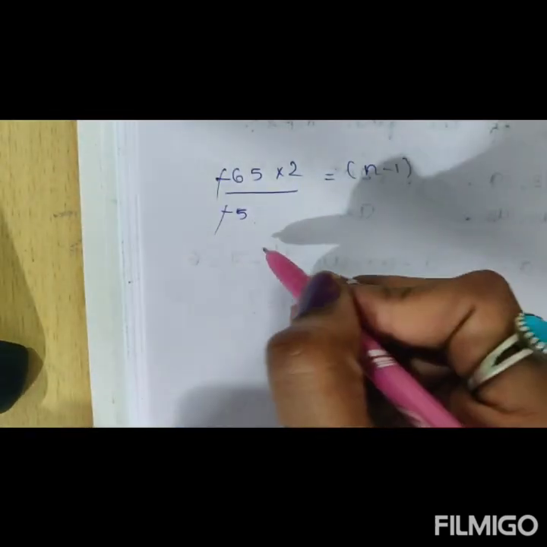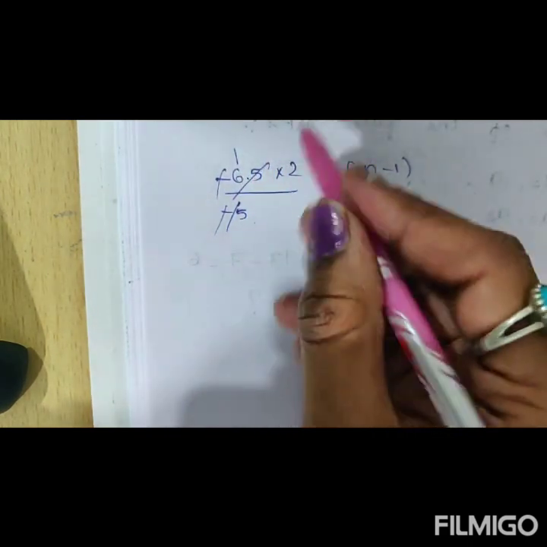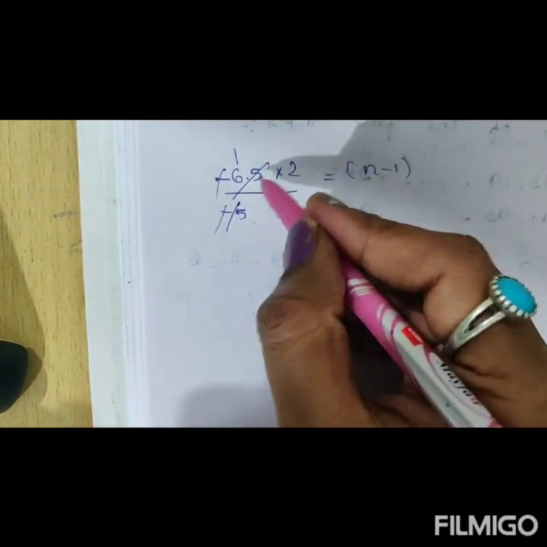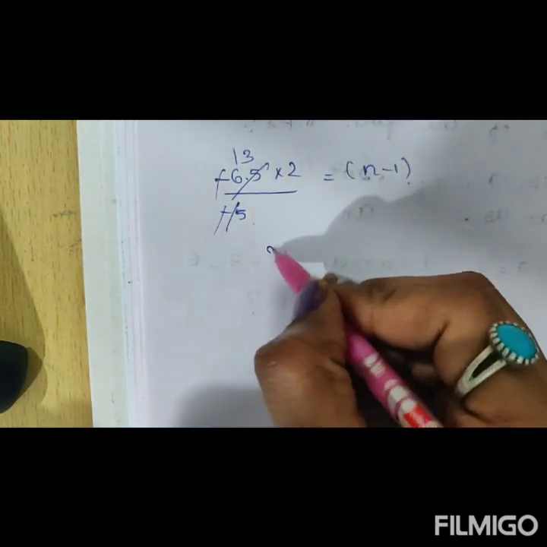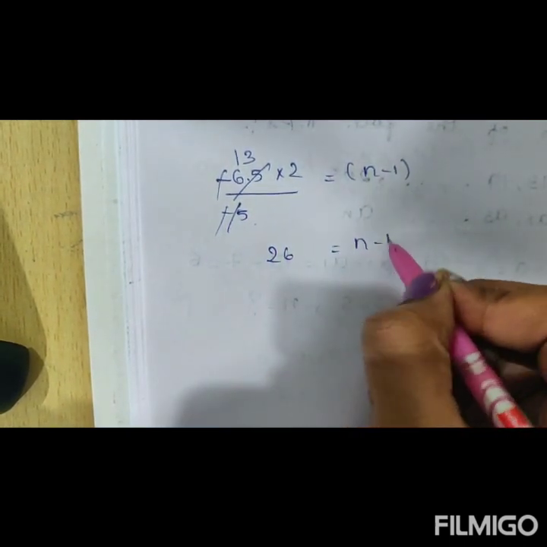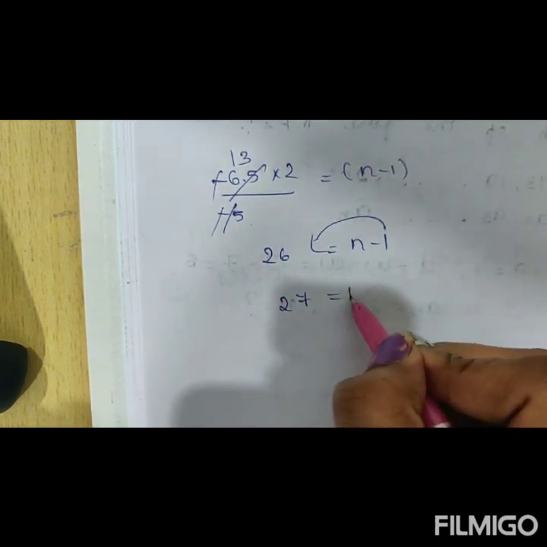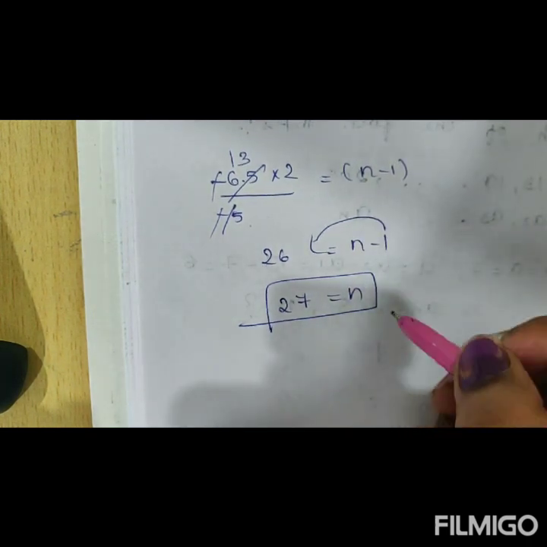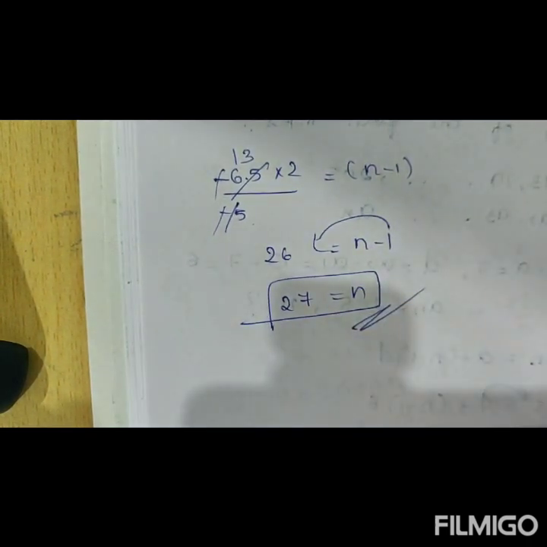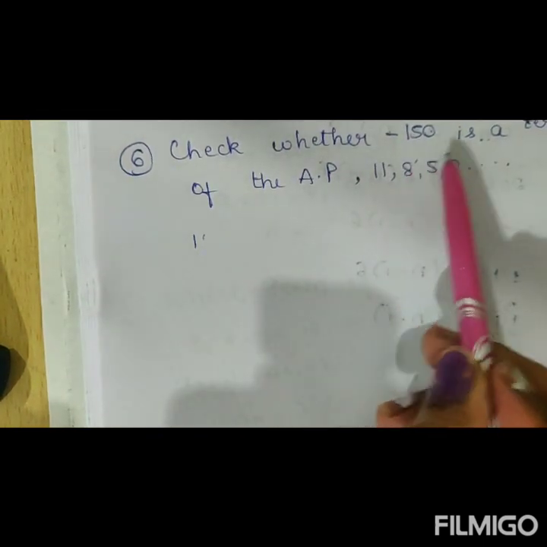Minus sign cancels, so 65, 5 1s are 5, 5 3s are 15. 13 into 2 is nothing but 26, which is equal to N minus 1. So 1 will come to the other side, 27. N is equal to 27. Therefore, there are 27 terms.